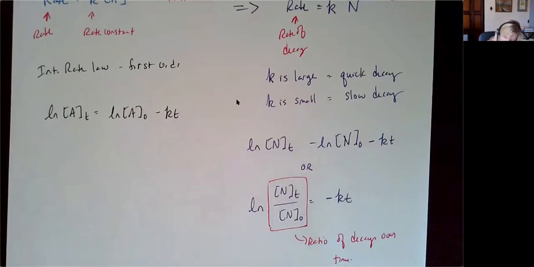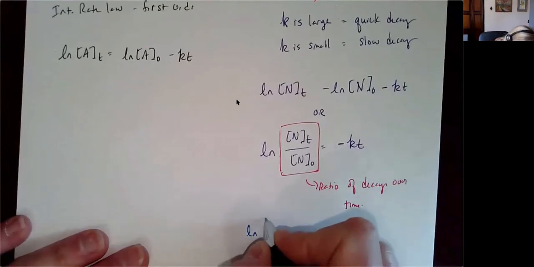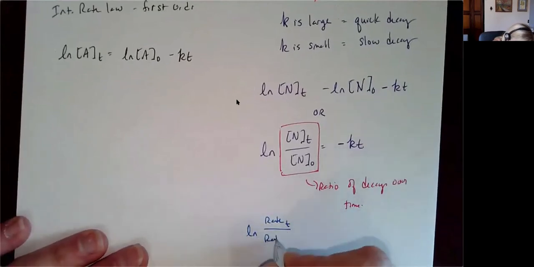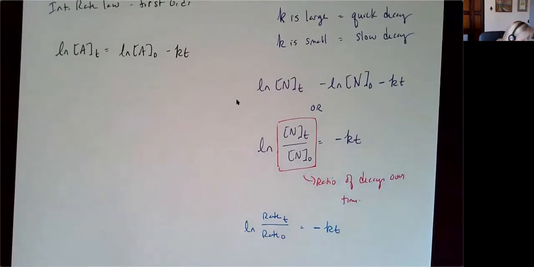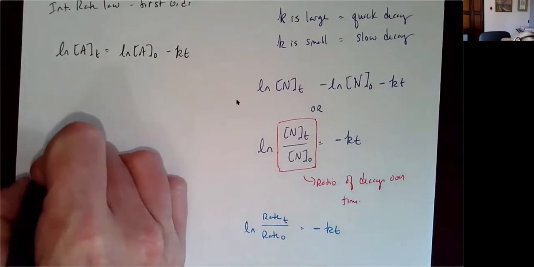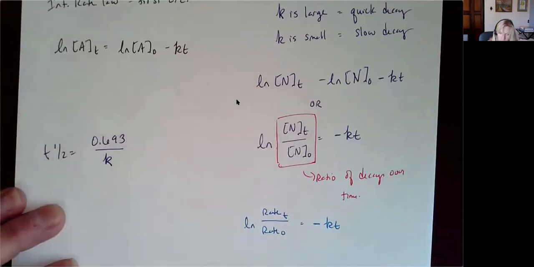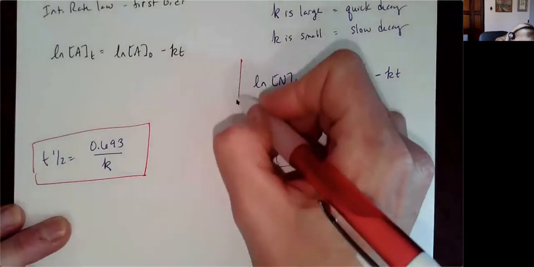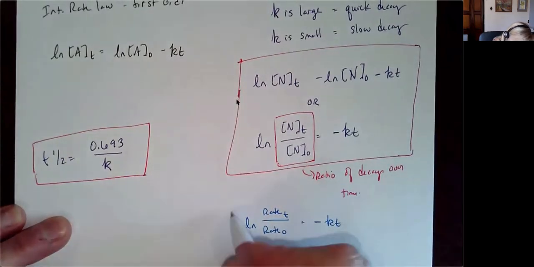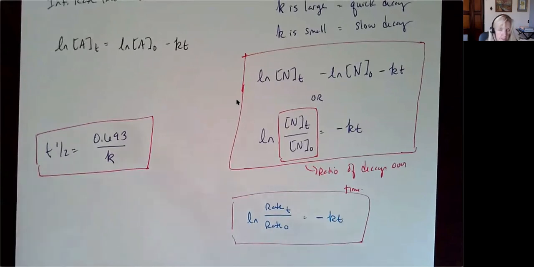One thing I can also substitute in is the number of nuclides, but I can also substitute in the rate. The rate at time t over the rate at time 0 equals negative kt. The other thing to remember is my half-life equation. So this is important too. t1/2 equals 0.693 divided by k. And we're going to use this a lot in this chapter. So this is for first order. These two here are for first order. And then we could also do this substitution. So these are our first order kinetics equations that we're going to be using to solve in this chapter.